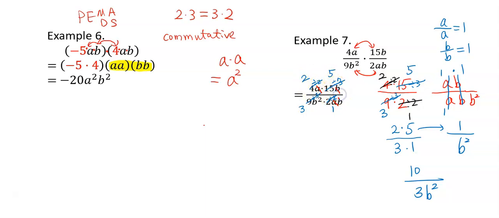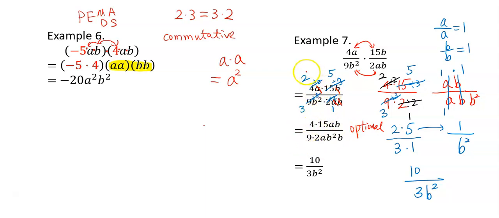And then B and B can be crossed out, and then there are no more letters that can be crossed out. So now let's write down what's left. Oh, actually, this is the version where I switched and put the numbers together, 4 and 15 together, and 9 and 2 together, and the A's together, and B's together. Again, this is optional.